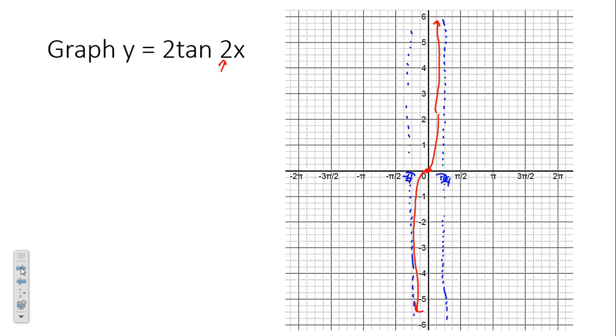And instead of 1 pi being a complete period for it, now it is 1 pi over that 2, so pi over 2. We get a full cycle. Yep, I just drew some vertical asymptotes. So I'm going to do another one right here. And remember, those asymptotes are not part of your graph. Okay? And so this guy's going to go through here.